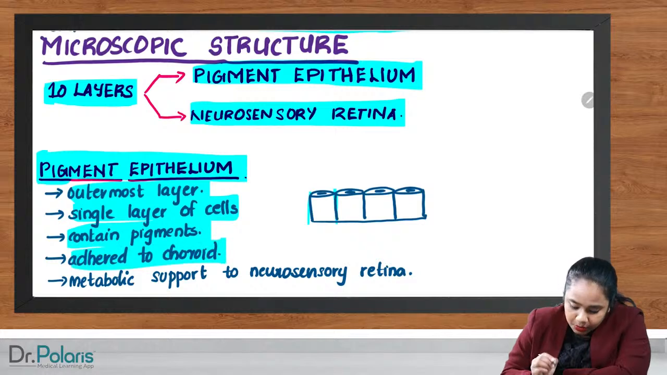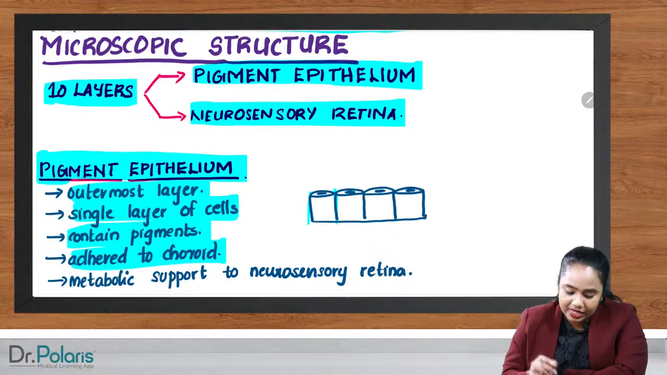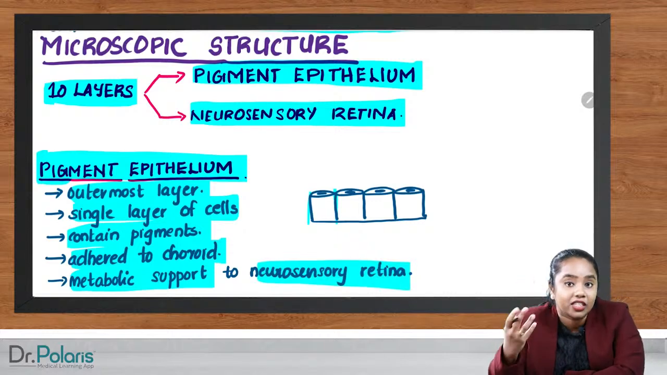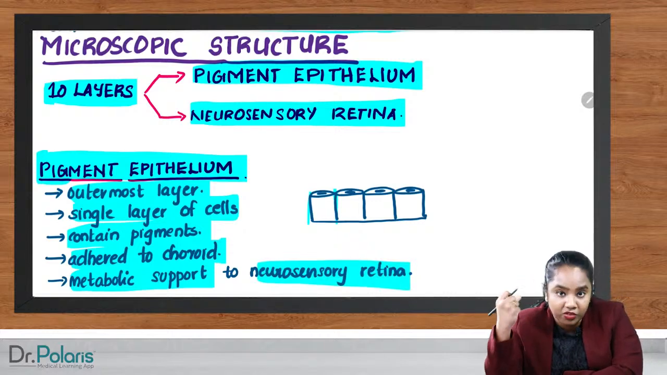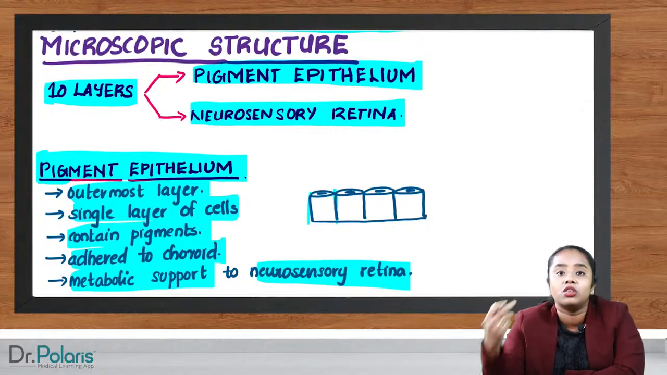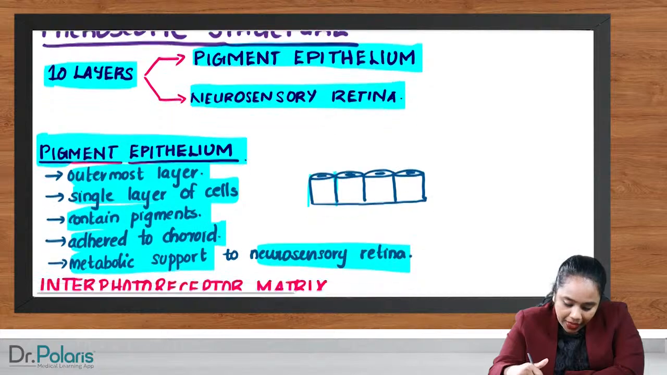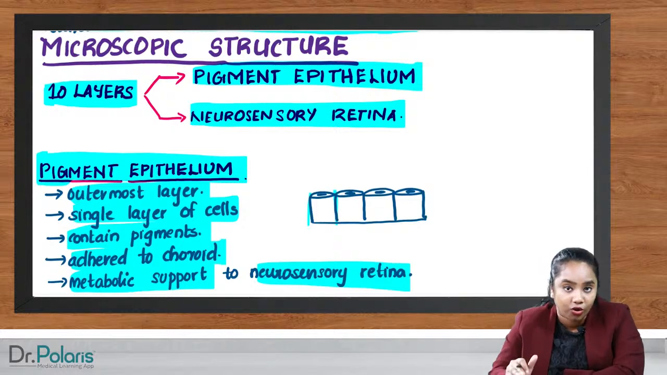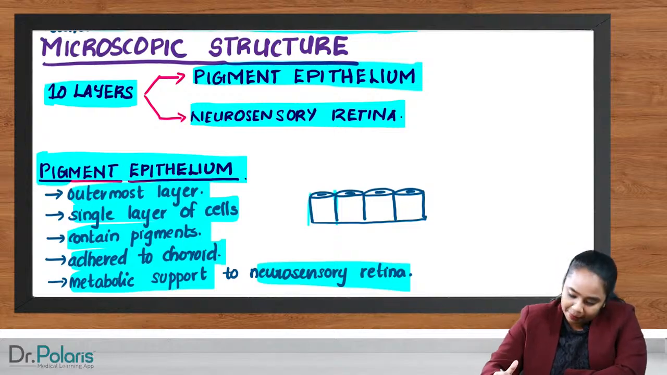Adherence to the choroid is present. The main purpose of this layer is to provide metabolic support to the neurosensory retina. We need the neurosensory retina for normal vision status, and this metabolic support is provided by the pigment epithelium. So that is the first, outermost layer: a single layer of cells containing pigments, adhered to the choroid, and the metabolic support for the neurosensory retina is provided by the pigment epithelium.